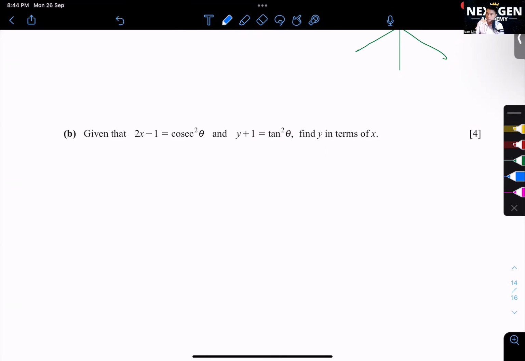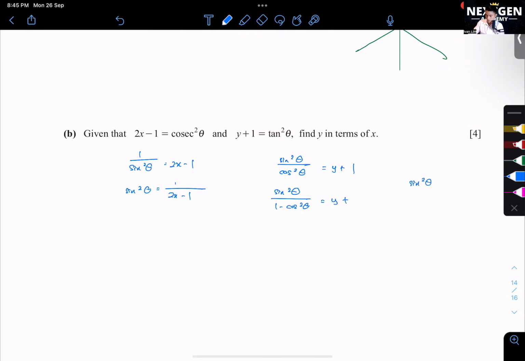Let's look at this first one. I want to change it to 1 over sine square theta equals 2x minus 1, so sine square theta equals 1 over 2x minus 1. For tangent square theta, I can change it to sine square theta over cos square theta, which equals y plus 1. Cos square theta, I can write as 1 minus sine square theta, because of sine square plus cos square equals 1. Other identities are also fine.